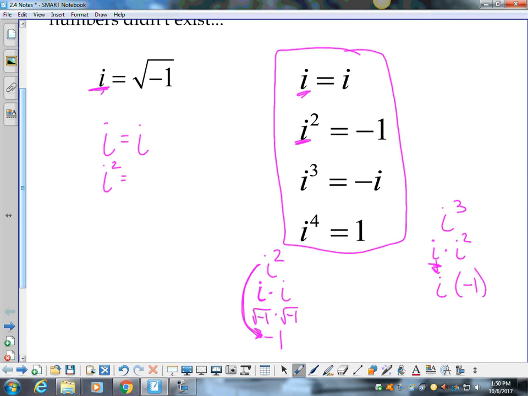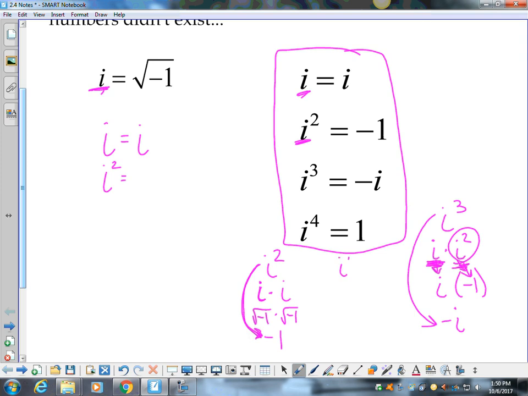So I just brought the i down, and i squared became a negative 1. And then i times negative 1 is negative i. So i cubed is a negative i. And I want you to think about it like this. Well, I know i squared is going to give me the negative 1, and then I've got the i left over, so it's a negative i.